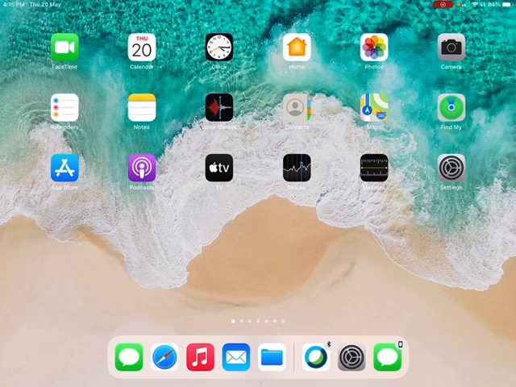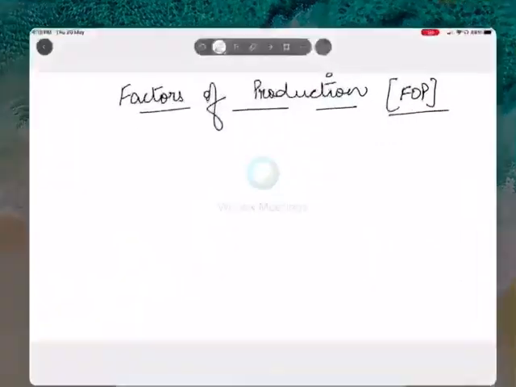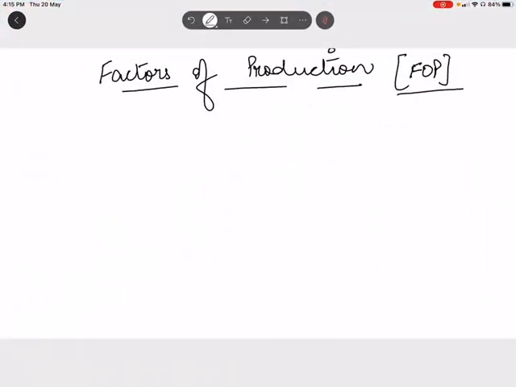We are going to start with a very important topic of macroeconomics in class 12. In class 12, there is a very important unit, National Income Accounting. In order to understand national income accounting, the first basic and most important term that arises is factors of production. In short, this is also known as FOP.